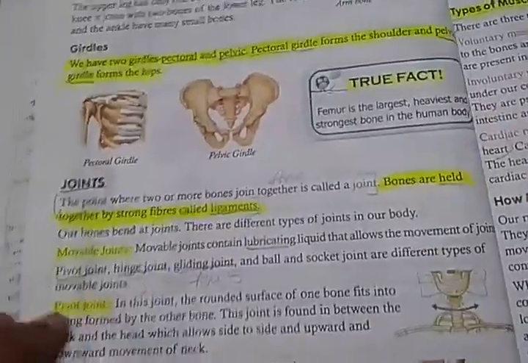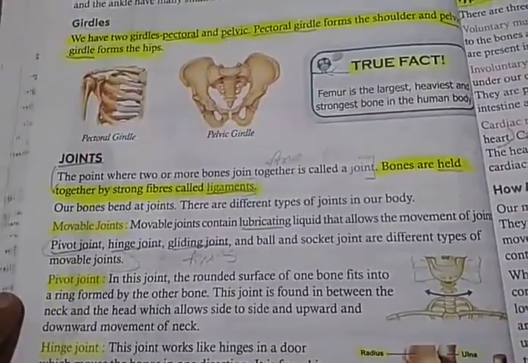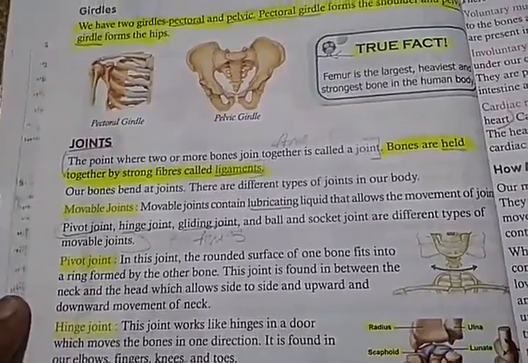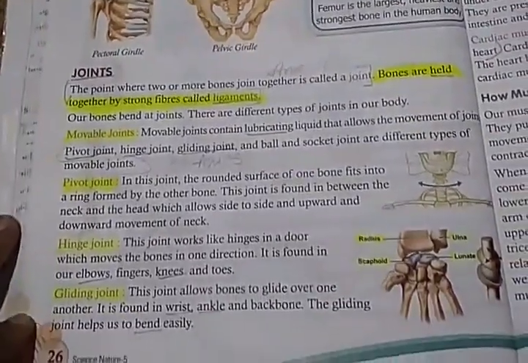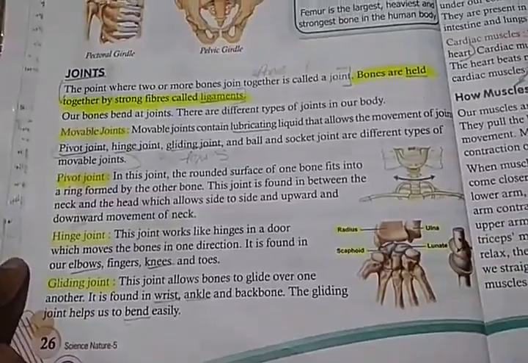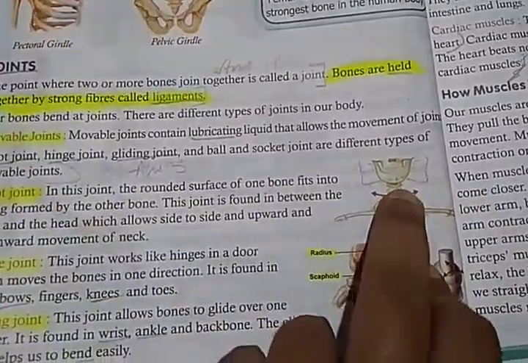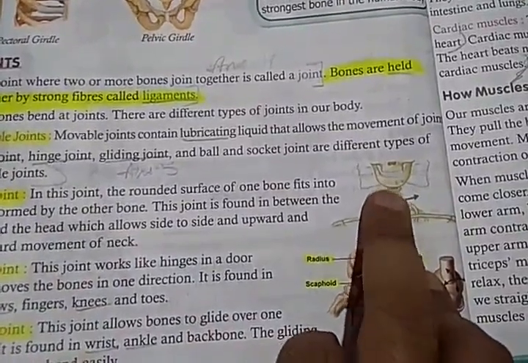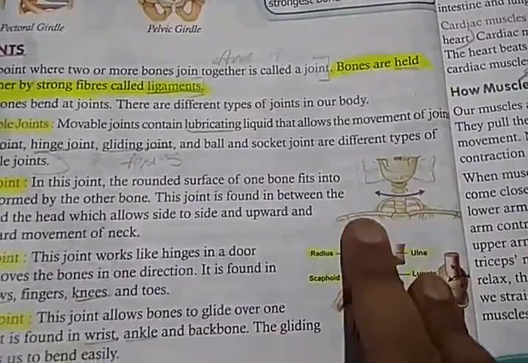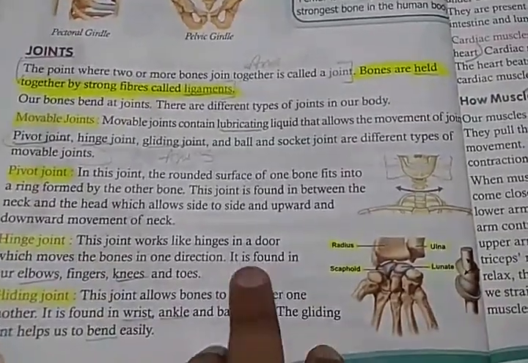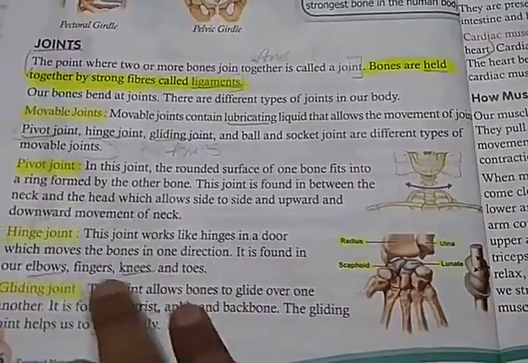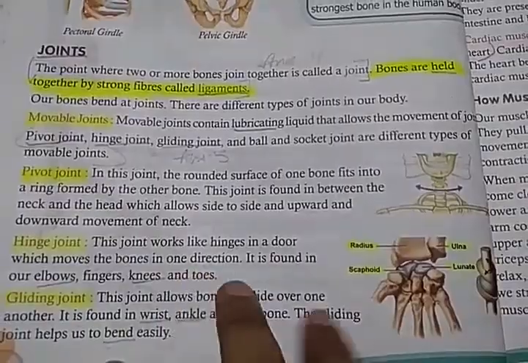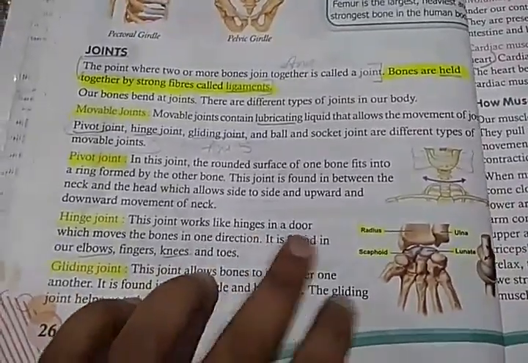Then there are joints. Joints are of 2 types, movable and immovable. Movable joints are further divided into 4 parts: pivot joint, hinge joint, gliding joint and ball and socket joint. Pivot joints are found in our neck and head, which allows left, right and up down movement, and the hinge joints are found in our elbows, fingers and knees, which move only in one direction. It works like the hinges of a door.